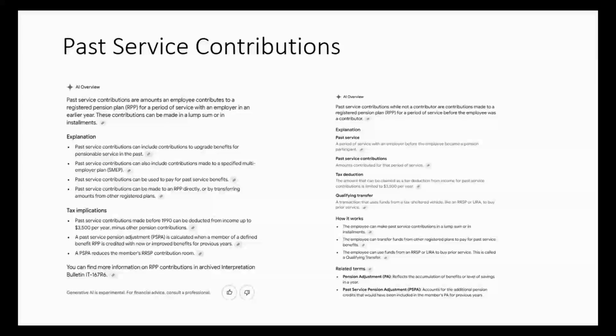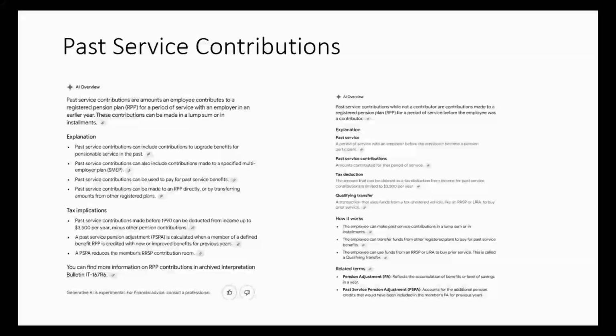Okay. So past service contributions are contributions made to a RPP, for example, for a period of service before the employee was a contributor. Past service is a period of service with an employer before the employee became a pension participant. Past service contributions are amounts contributed for that period of service. Okay, tax deduction: the amount that can be claimed as a tax deduction from income for past service contributions is limited to $3,500 per year.